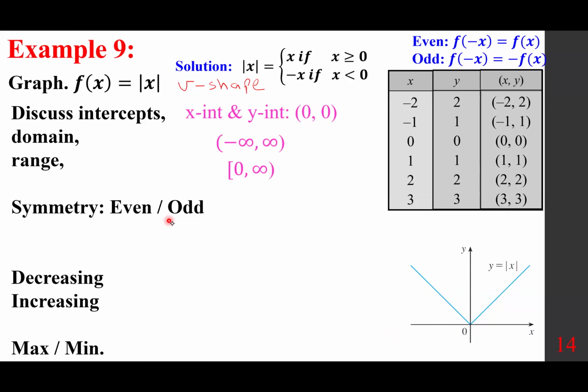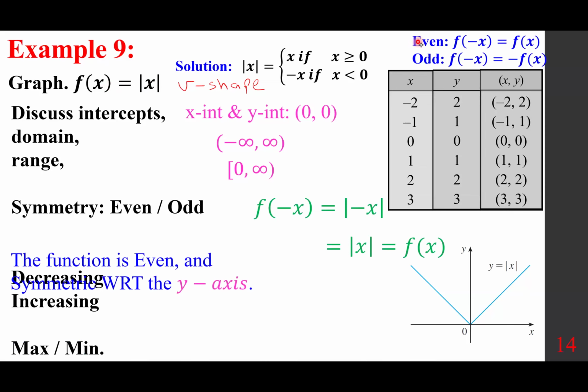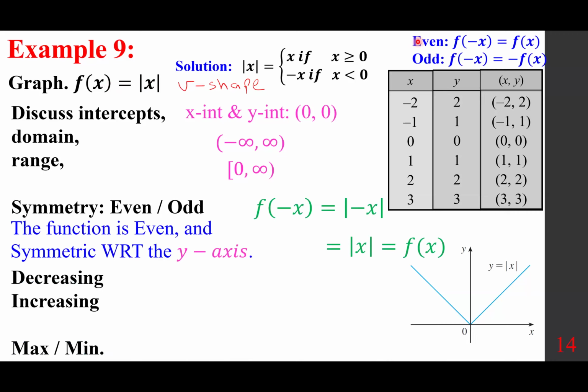Well, let's work it out to see what we get. We basically evaluate f of minus x. It gives you the absolute value of minus x, which is the same as the absolute value of x, which makes it the same as f of x, which means it's an even function. The function is even and symmetric with respect to the y-axis.